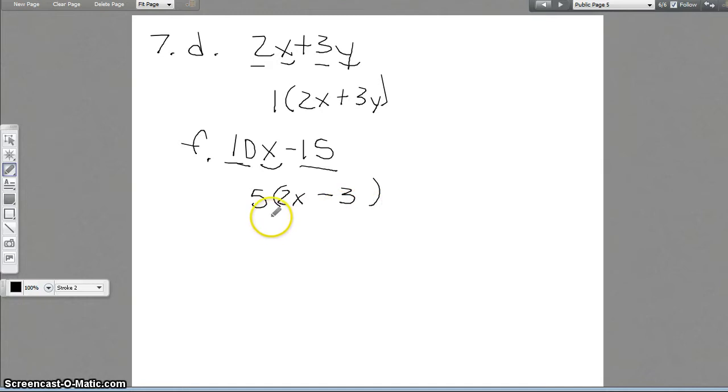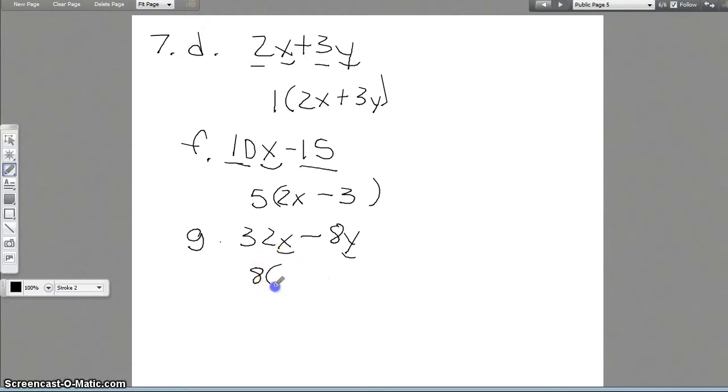So we're going to work just a couple more parts from here. Part G says 32x minus 8y. Again, first we look at our coefficients. We have 32 and we have 8. The greatest common factor for 32 and 8 is going to be 8. Then we look at our variables. We have an x, but it's only in one of the terms. We have a y, but it's only in one of the terms. Since there is not a common variable, the common factor for our variable is 1.